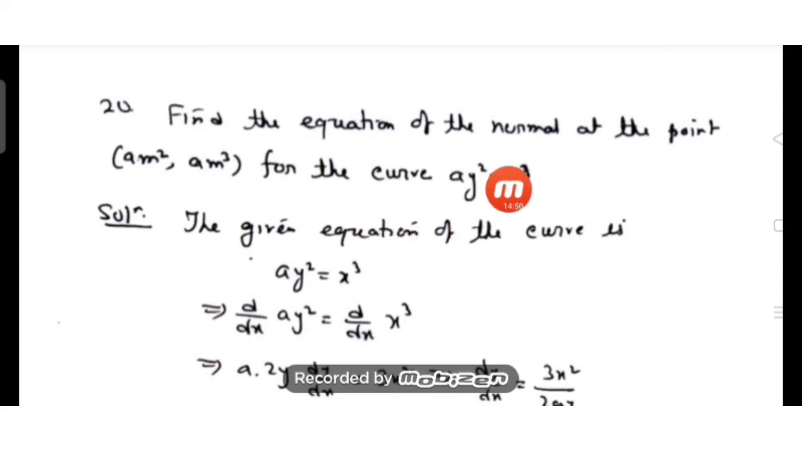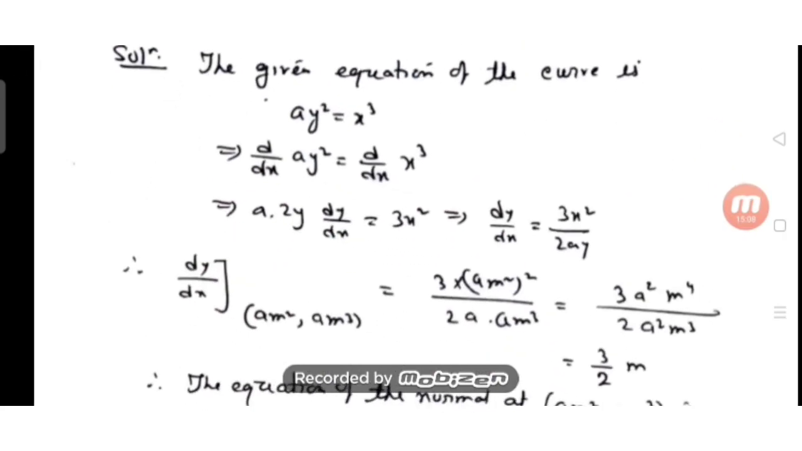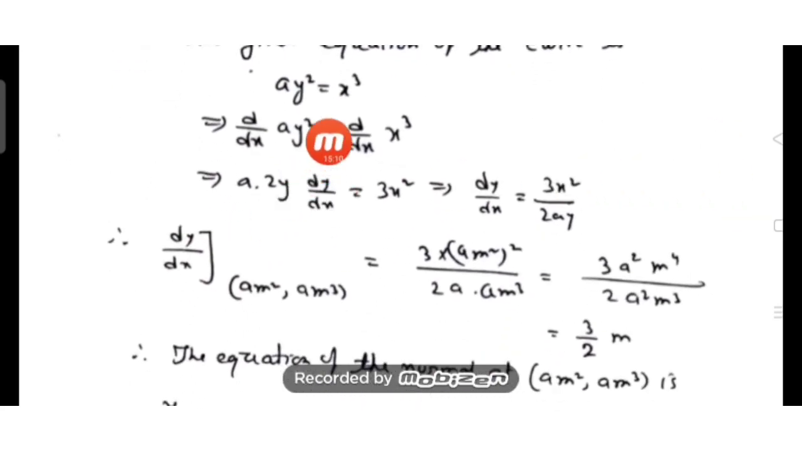So as earlier, our aim is to get the slope of the tangent, and then to get the normal, you have to take the slope of the tangent as −1/(dy/dx), which will give you the slope of the normal. So dy/dx you have to get. So consider the curve. The given equation of the curve is ay² = x³. Taking derivative on both sides, we'll have what? a, constant, comes out, d/dx of y² is 2y dy/dx, and this is 3x². So dy/dx is 3x²/(2ay).